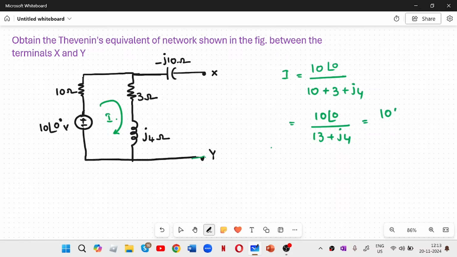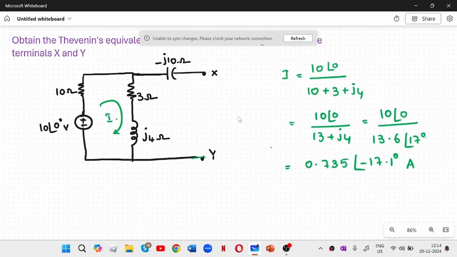Now if you convert this into polar form, you will get 13.6 at an angle 17 degree. So after simplifying, you will get it as 0.735 at an angle minus 17.1 degree ampere. Here also 17.1 you can take it.